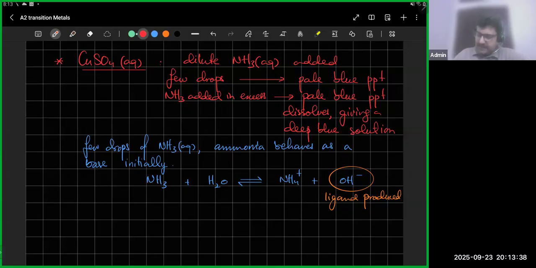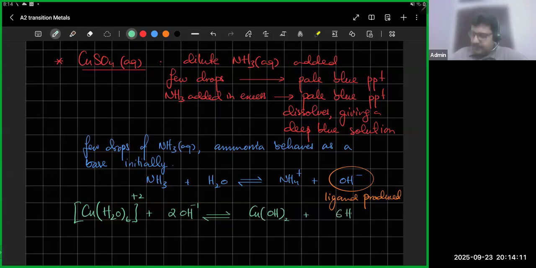And what that OH ion then does is that it reacts with Cu(H2O)6. Remember, copper ions are in aqueous state, copper sulfate aqueous. This has a +2 charge. So the initial reaction is not with ammonia, it's actually the ligand exchange that's happening with OH ions. And when that happens, you again get a pale blue precipitate, which is Cu(OH)2, plus the 6 water molecules get knocked out. So that's your pale blue precipitate that's forming. Right, that's the first step.